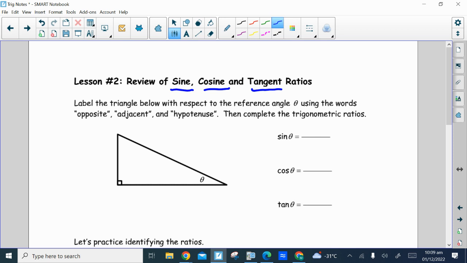So we saw yesterday that the hypotenuse is always the side across from the right angle. And as we go through this chapter, we're going to be doing this lots, where our first step is always label the sides of the right triangle. And the side across from the right angle is always the hypotenuse.